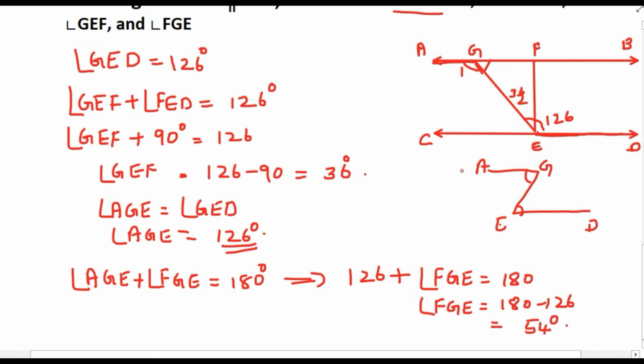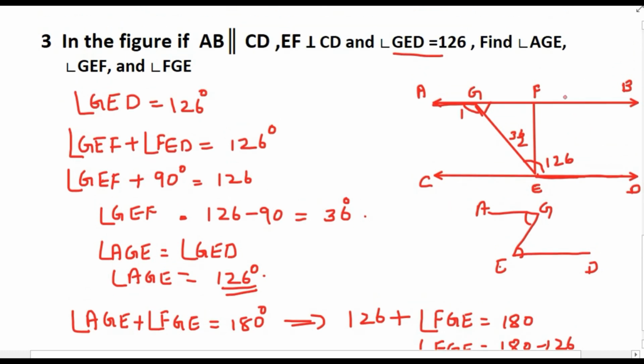So all the three angles we got. Angle AGE is 126 degree. Angle GEF we got as 36 degree. Again angle FGE is 54 degree.